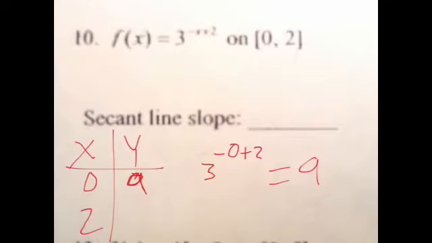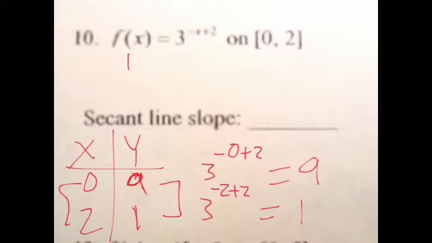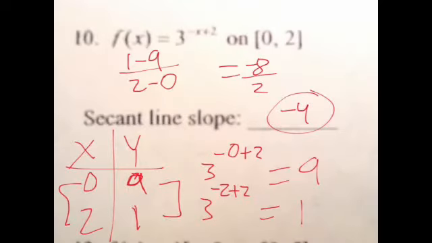And now if I take 2 and plug it in, I'm going to do 3 to the negative 2 plus 2, which is 0. 3 to the 0 power is just 1, so there's my 1. And now I need to get the difference in y's over the difference in x's, so 1 minus 9 over 2 minus 0. Make sure you do the same order. Notice how the 1 and 2 are what I started with, and then the second ones are 9 and 0. You have to make sure you do it in the right order. Anyway, that gives you negative 8 over 2, which simplifies to negative 4.